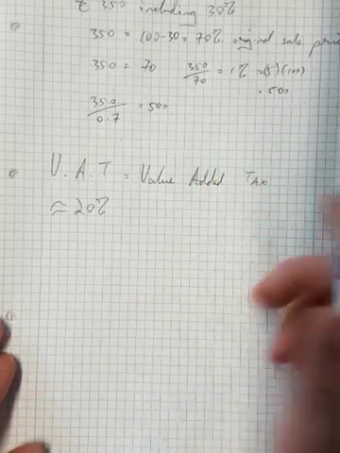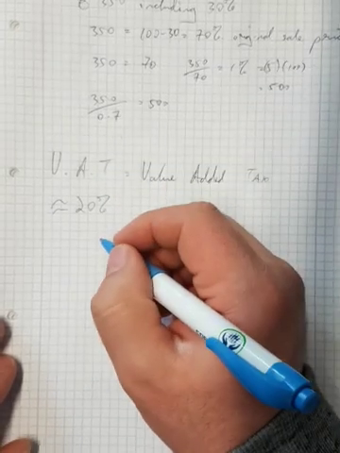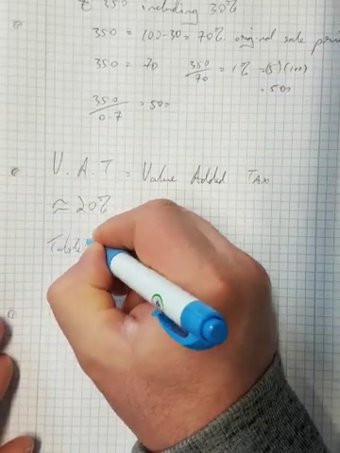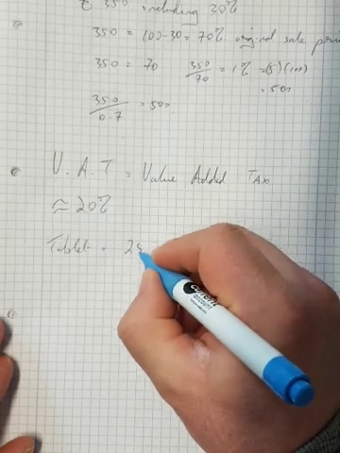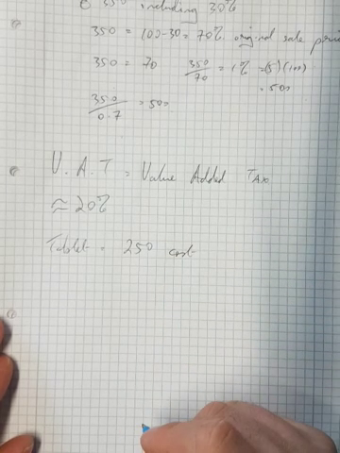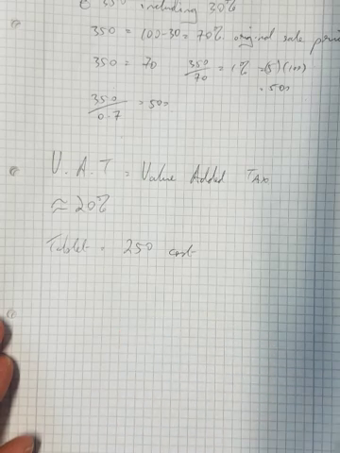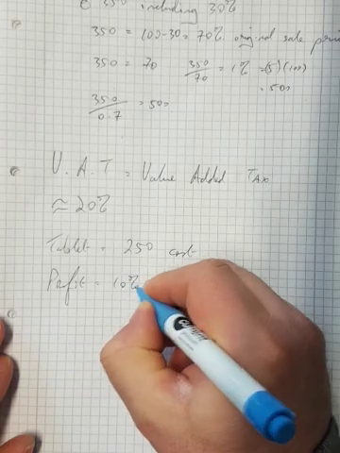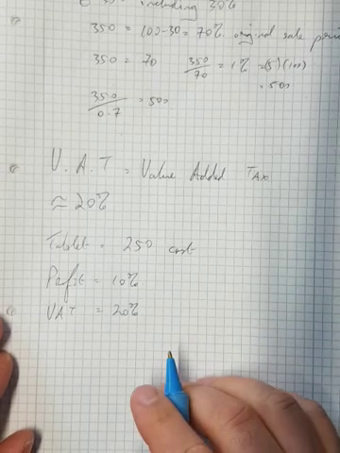So, let's say I've got myself a tablet device, okay? And it costs me 250 euros from my supplier. Okay, and I want to have a profit of 10%. My VAT is 20%. How much is the final sale price?